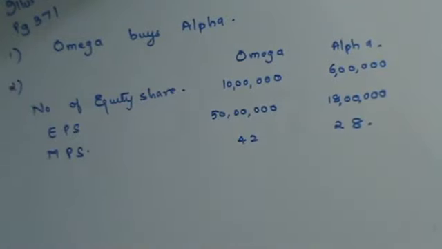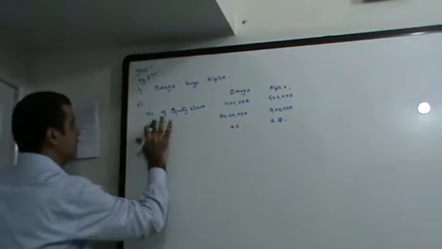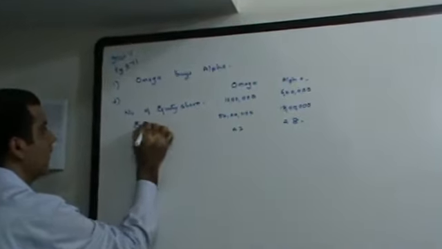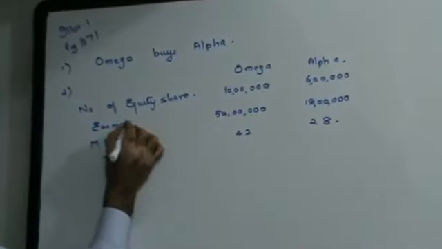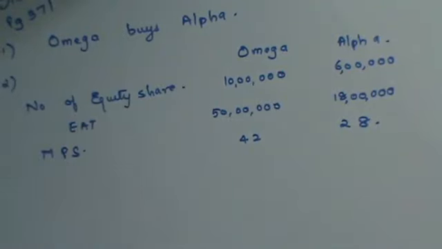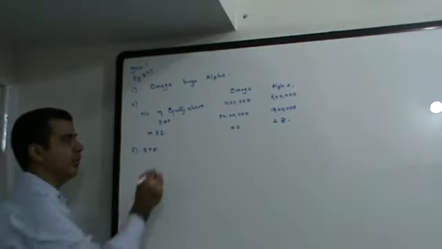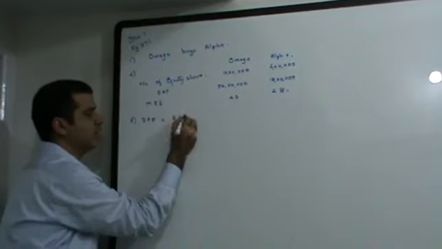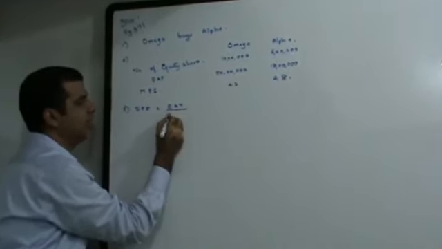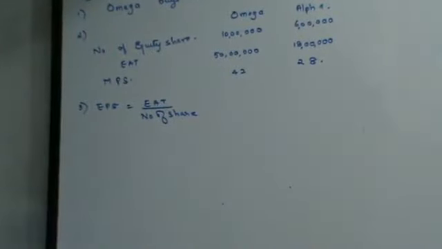Now first, they have given you this not as EPS, but as earnings. Earning after tax, EAT. Now, the first thing that you have to do is find out EPS, earning per share. How do you find out earning per share? Earning per share is EAT divided by number of shares. It is nothing but earning after tax divided by number of shares.